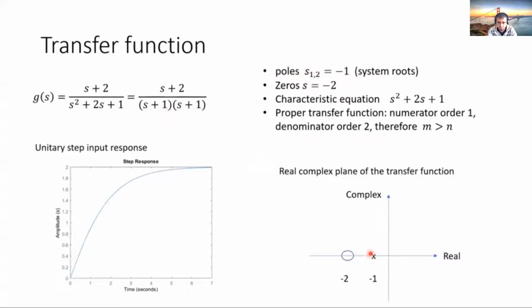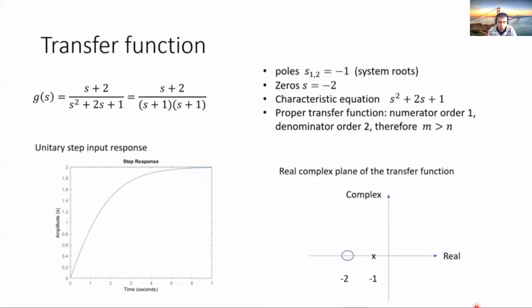We can plot here. This x represents the pole. This circle represents the zero. In this case, because both roots are the same, both poles are located here. And here we have the roots for our numerator, which are the zeros. In this case, we just have one zero, which is located here at -2.